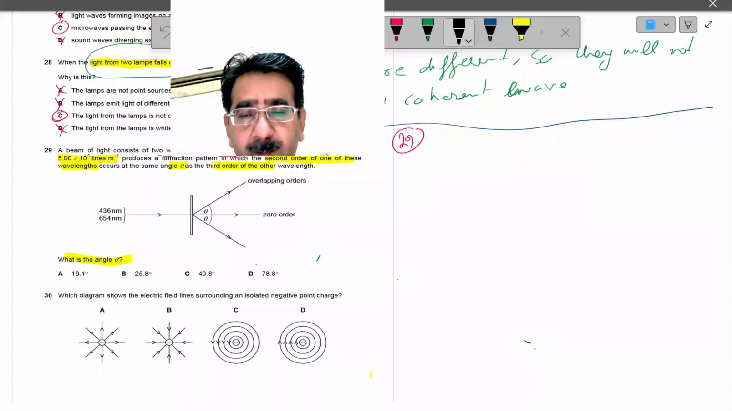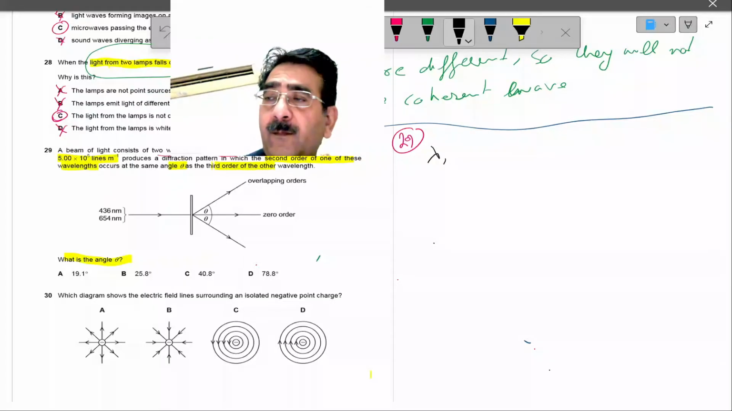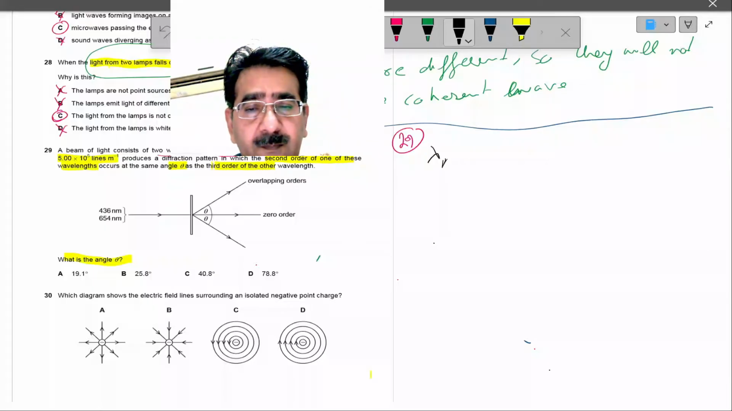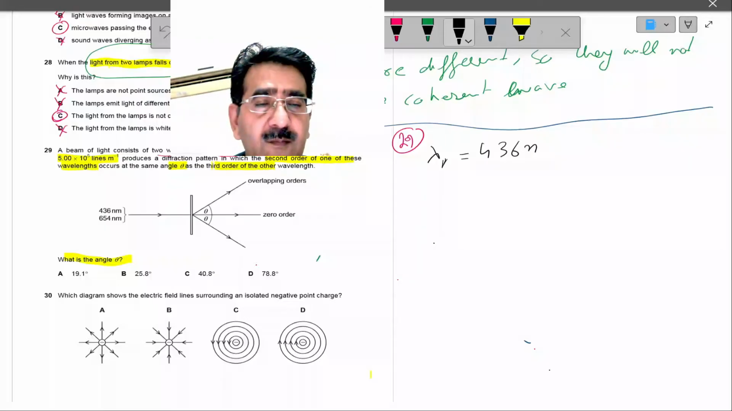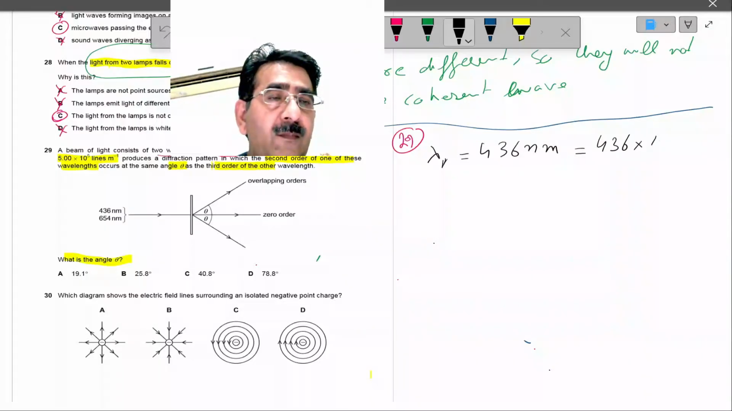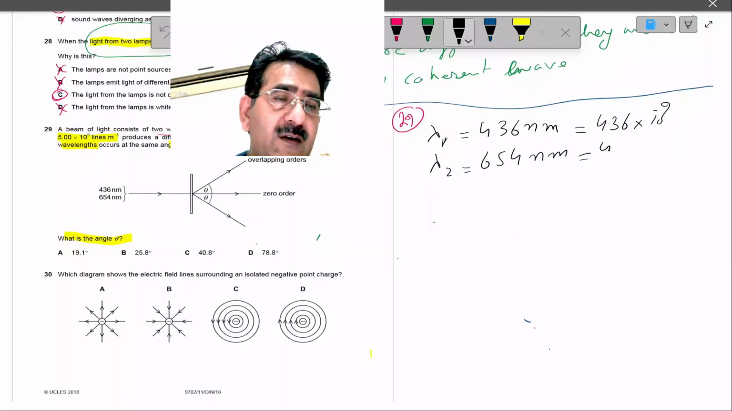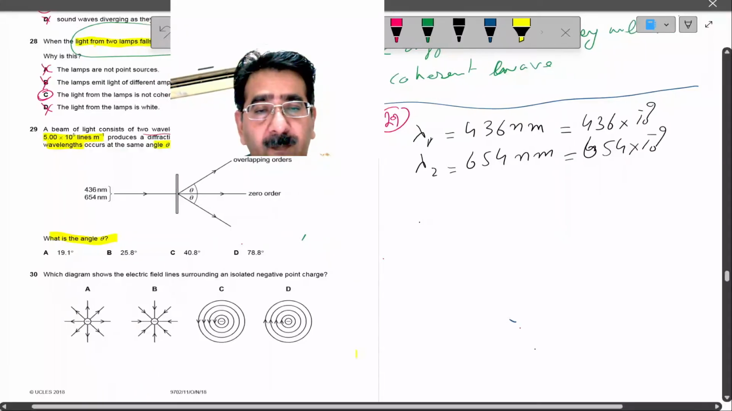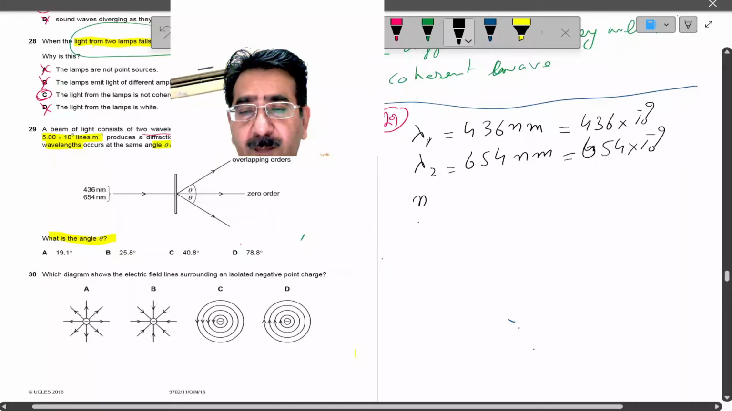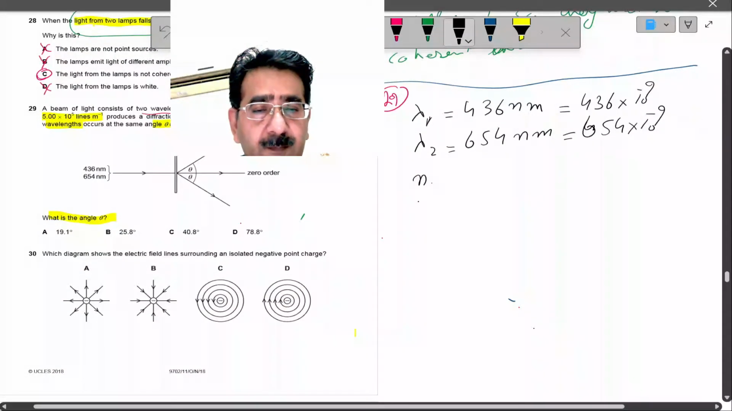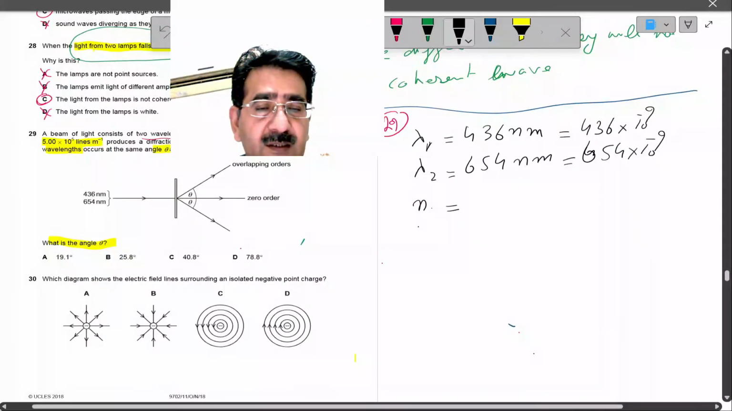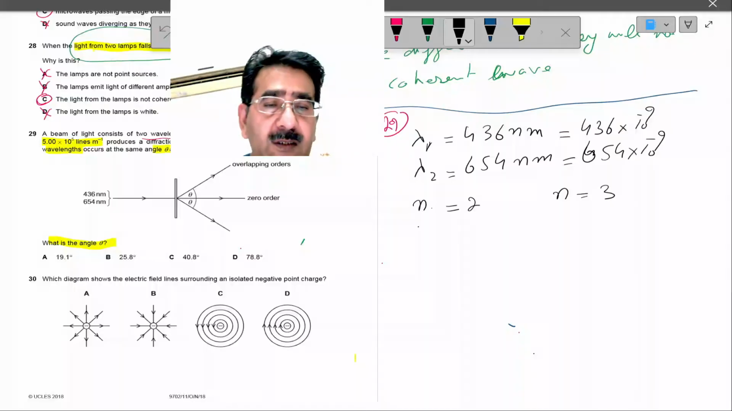There are two wavelengths. Lambda 1 is 436 nanometers, or 436 times 10 raised to power minus 9, and lambda 2 is given as 654 nanometers, or 654 times 10 raised to power minus 9. The diffraction orders are also given: n is 2 for one, and 3 for the other.